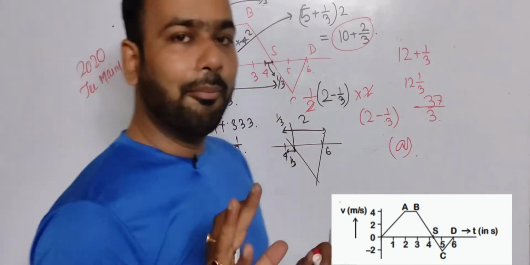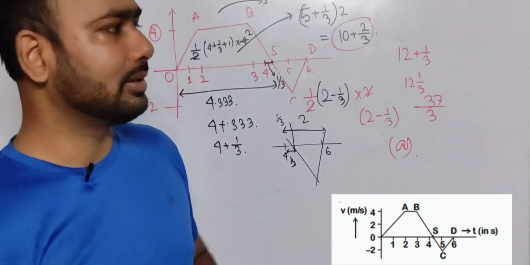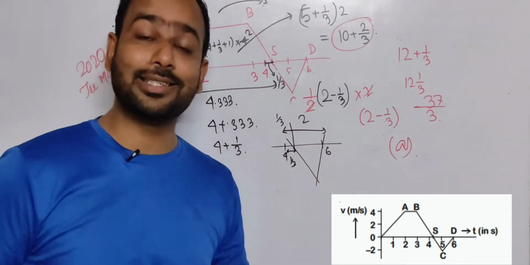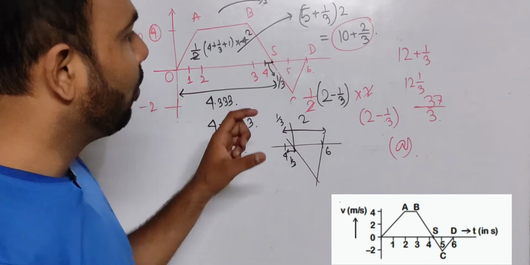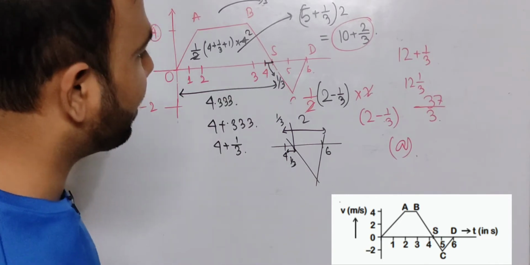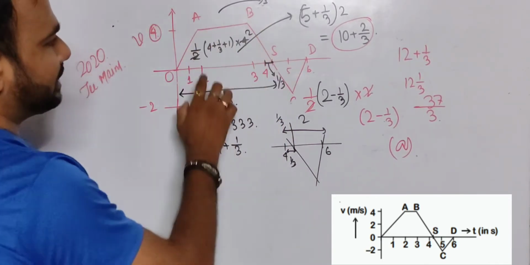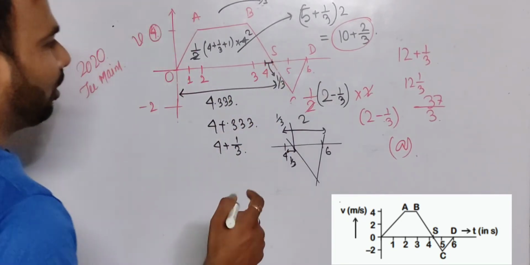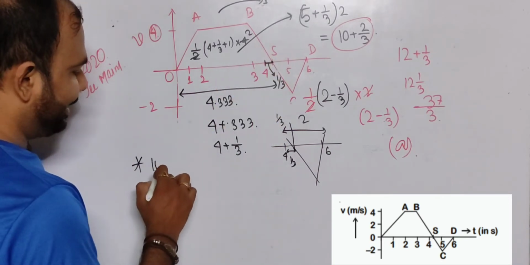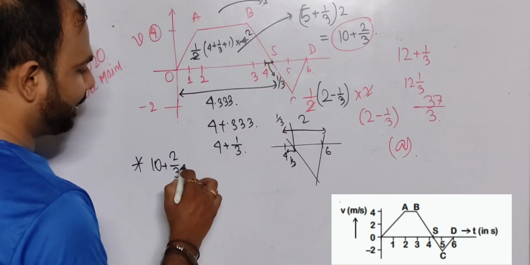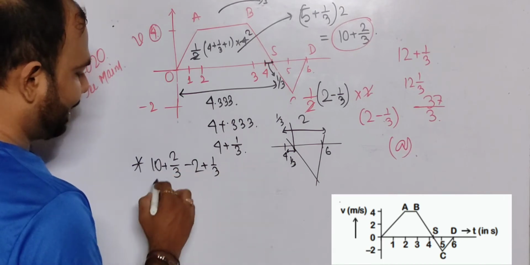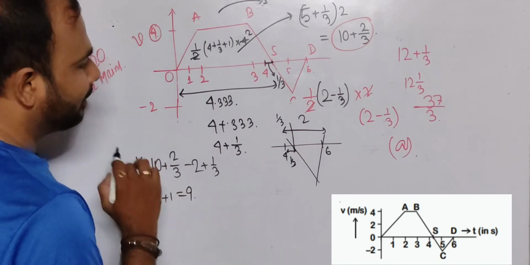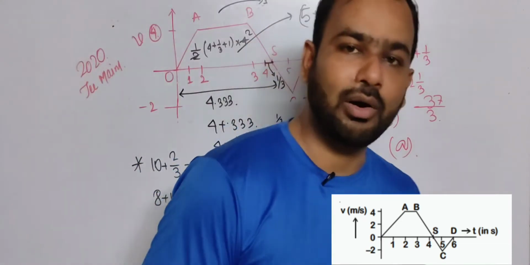Okay. If we improvise this question, if the question setter asked what is the displacement of the body, rather than the distance covered by the body, in this case this area is positive and in this case the area is negative. We have to subtract this area and the answer for displacement will be 10 plus 2 by 3 minus 2 plus 1 by 3, that is 8 plus 2 by 3 plus 1 by 3, that is 3 by 3, 1, that is 9 centimeter or meter will be your answer.